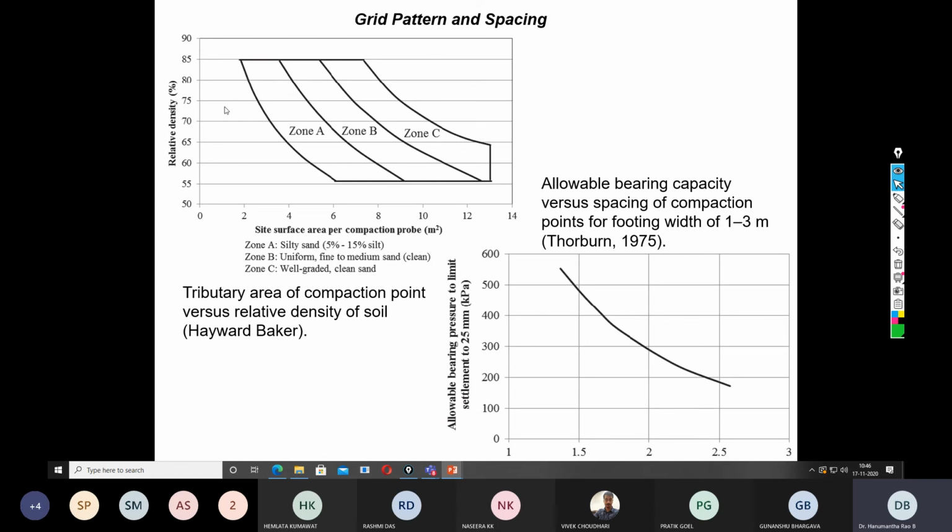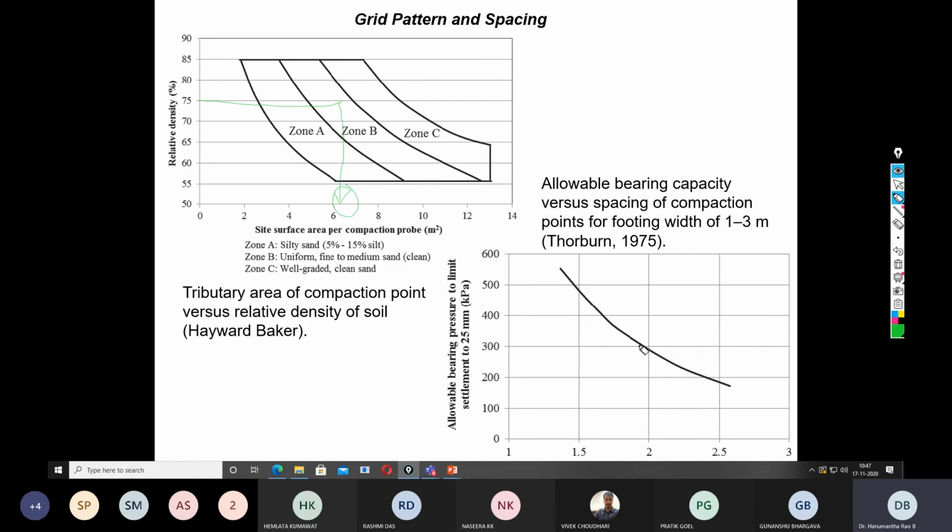So first here also you fix the relative density, depending upon the soil type falling in zone A or zone B or zone C. Draw a horizontal line, then draw another vertical line onto the x-axis and pick up the surface area. From this side surface area for the compaction probe, we can calculate the diameter of the zone of influence.